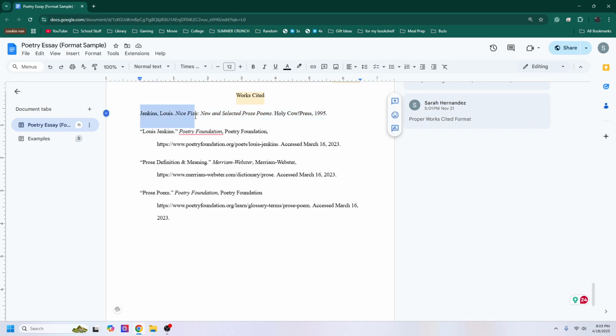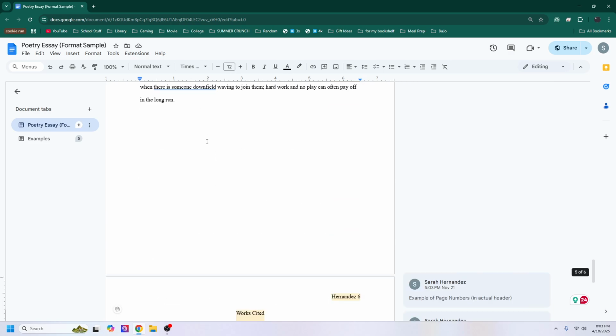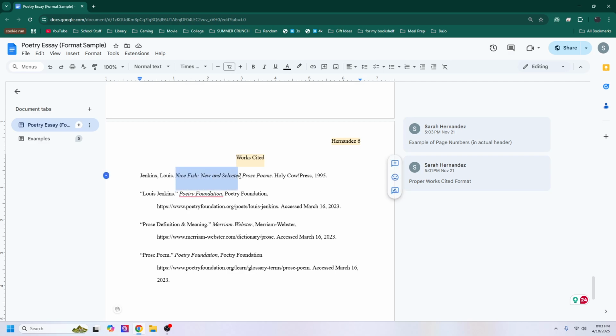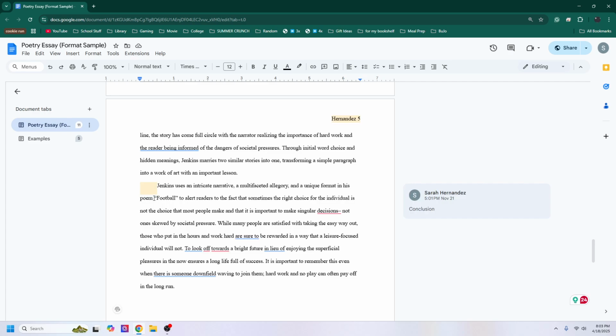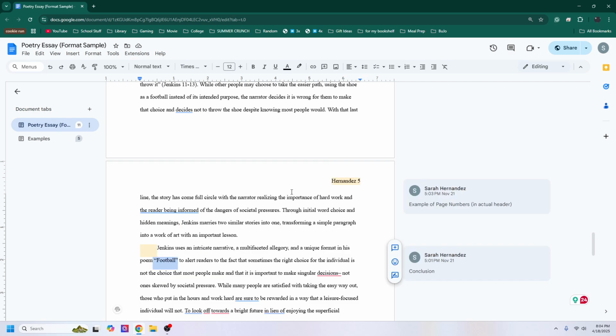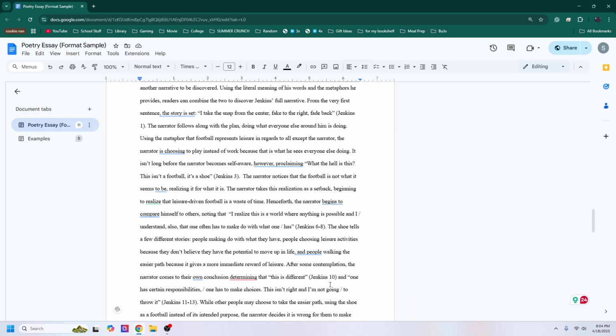If you have two sources by the same author, if they're both by Lewis Jenkins, then you would use, in your in-text citations, not your works cited, the title. And the title would probably be in quotation marks. Now, that might be football as the title. So let's see if I can find the others.